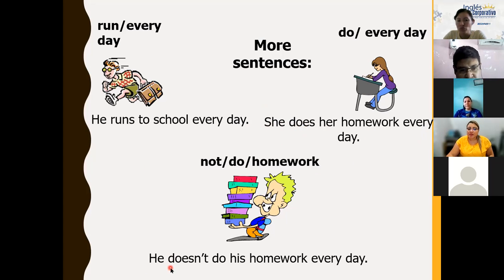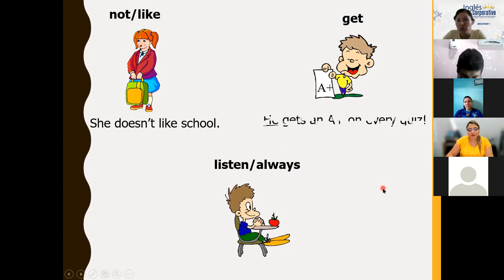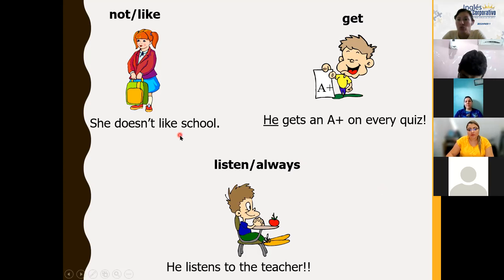And now what happens with the negative form? In the negative form, I need my subject, my auxiliary in the negative form, the verb in the base form, and the complement. He doesn't do his homework every day. Okay? So now, what happens with more negative sentences? Ahí depende, chicos, ¿verdad? Because it's up to you, right? When are you going to use it and how? But all we have to do is to respect the elements, respetar los elementos que van en cada uno.